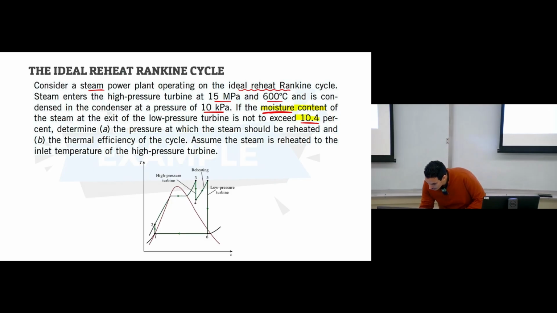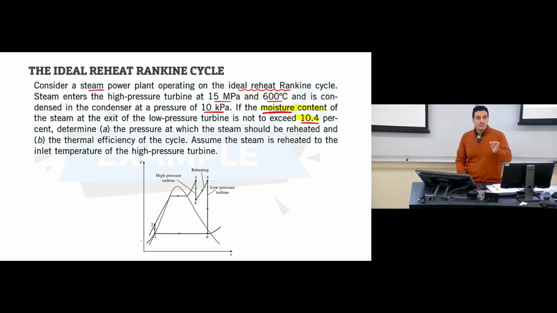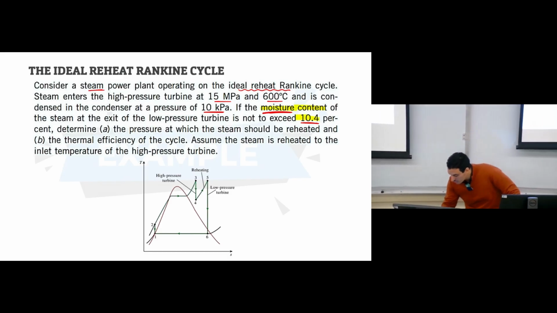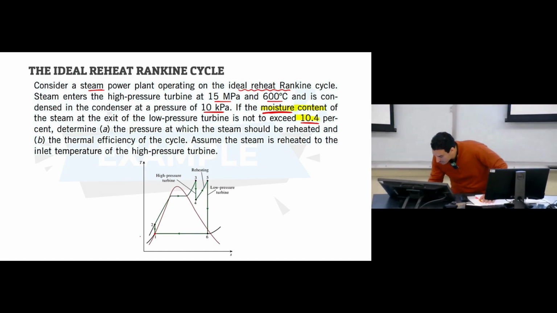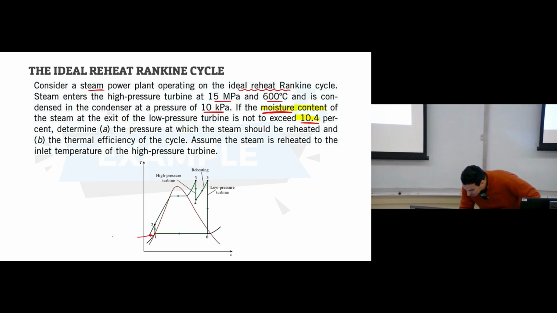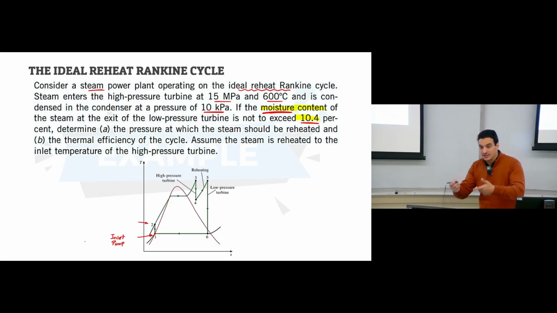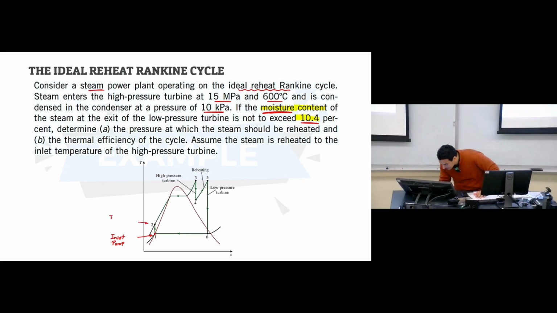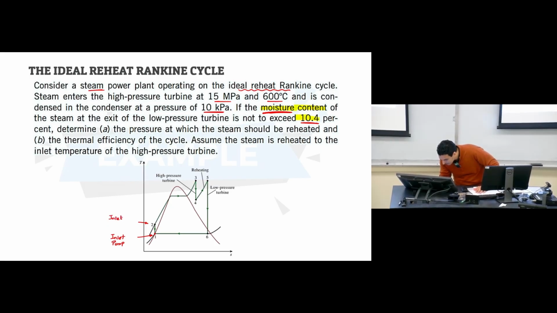So for this diagram, we know that we have 6 points. Each point represents one thing. So we have point number 1. This one represents the inlet to the pump. Point number 2, this is the outlet of the pump, and this is the inlet to the boiler. Because whatever comes out from the pump will go to the boiler.